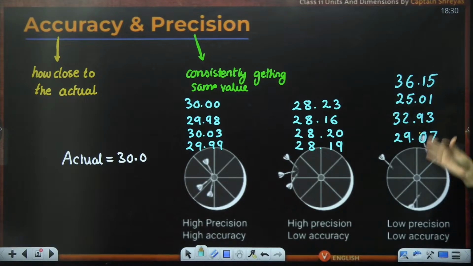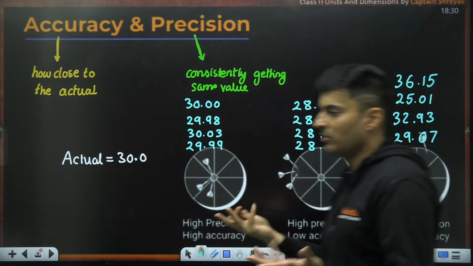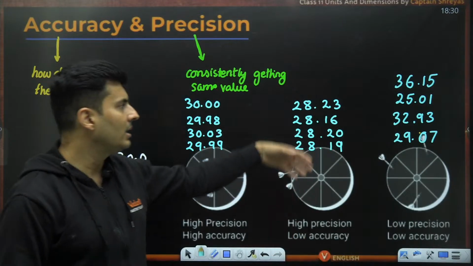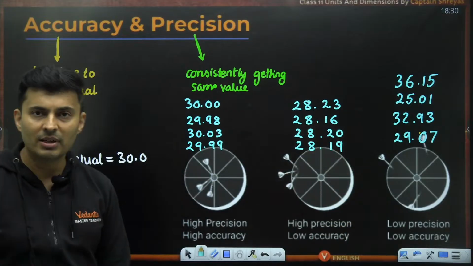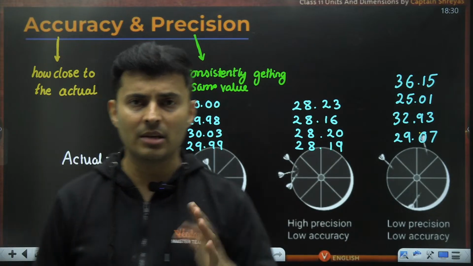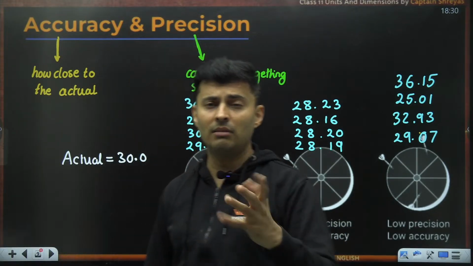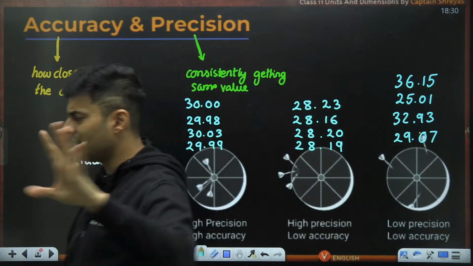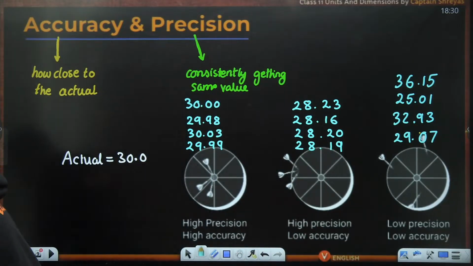What random values are these? These are not even close to some number. So they are completely off, not even accurate, not even precise. Such a question has come in JEE Mains, to figure out which set of data values are accurate, not precise, etc. Is that clear? Right.